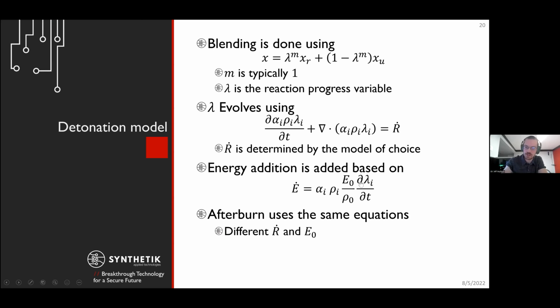And then we add energy based on the time rate of change of that reaction progress variable. And then we have E naught here, which is going to be the detonation energy. Typically, it's given in terms of a pressure, which is why it's over the reference density. And then we multiply it by our actual mass. And then afterburn will basically use this exact same equations. It'll just have a different reaction rate, a different activation energy.